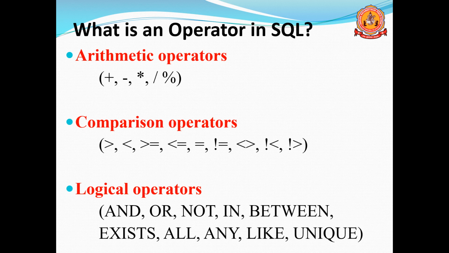Different types of logical operations are available. Already in C++ we studied mainly 3 types of logical operations, and those are also there. Other than that, SQL contains some extra logical operations. One is the AND operation, then OR, NOT, IN, BETWEEN, EXISTS, ALL, ANY, LIKE and UNIQUE. These are the main types of logical operators available in SQL. And remember, all these logical operators can be used in a WHERE clause.